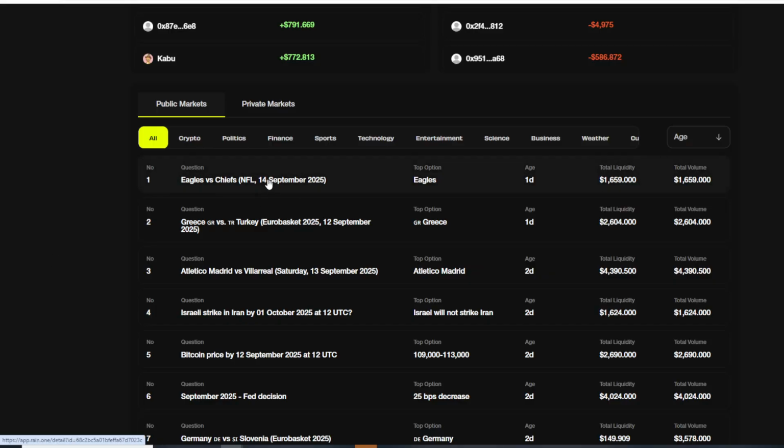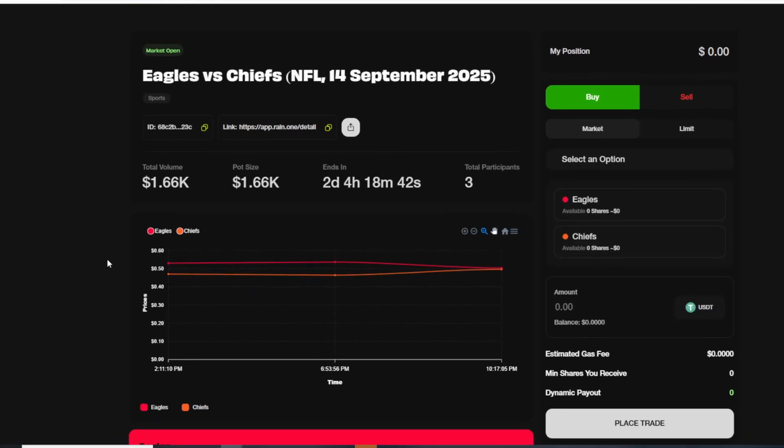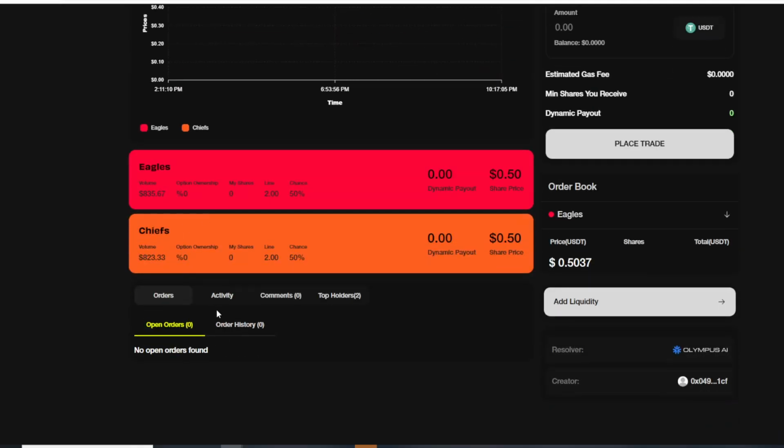Then you have here all. So all, if we open this, what this shows. Okay, so all gives you a breakdown. 14th September, that's in 2 days. Eagles versus Chiefs, so that's a big NFL game. Total volume 1.6, so very, very small. Here's the pot size. And then it gives you a breakdown.